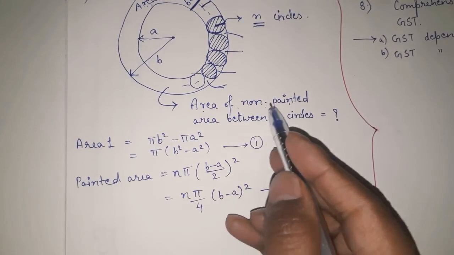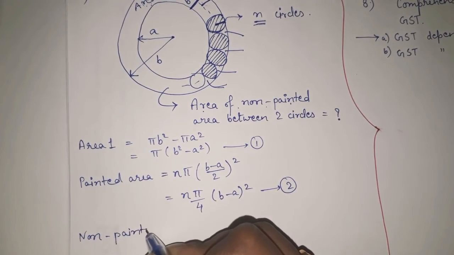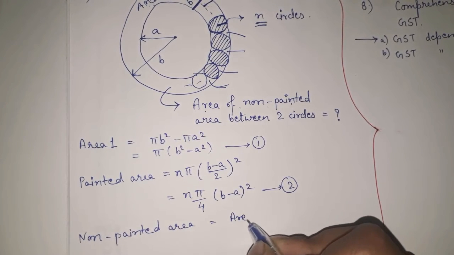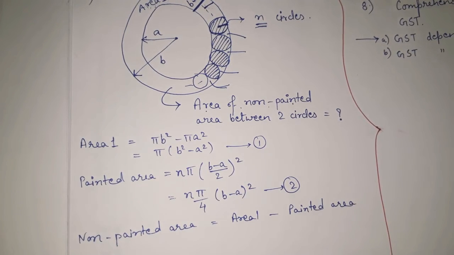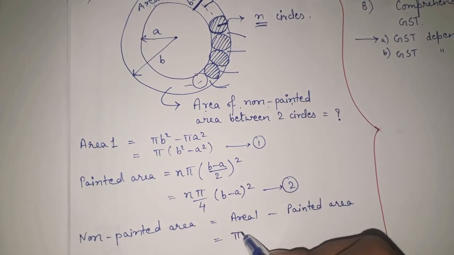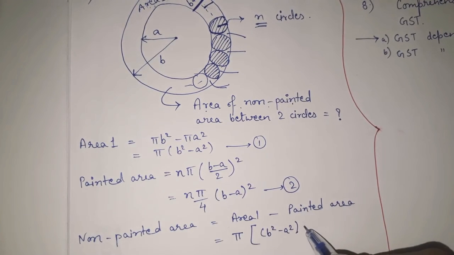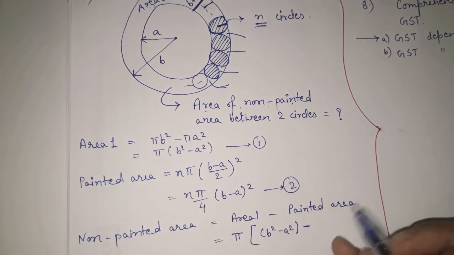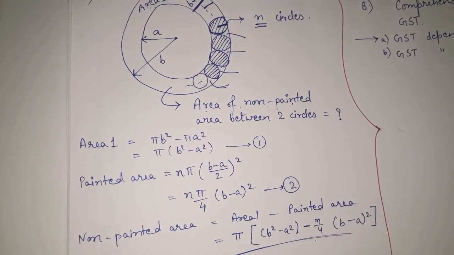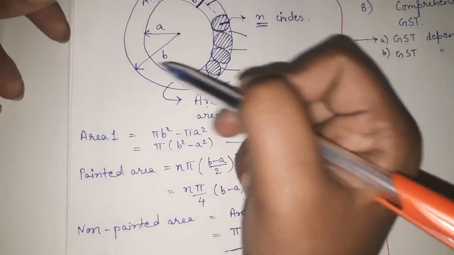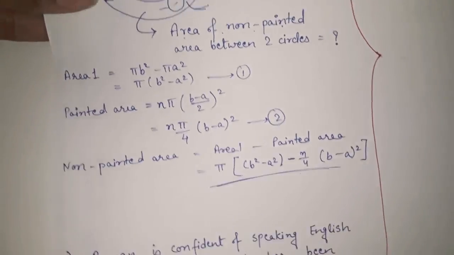How can I get the non-painted area? Non-painted area is nothing but area 1 minus painted area. So that is equal to this area 1. If I take pi common, what I get here is b square minus a square, and minus, again with pi taken outside, what is left is n by 4 into (b minus a) whole square. That's it. So this will be our answer for the non-painted area. This is the answer. Fine.